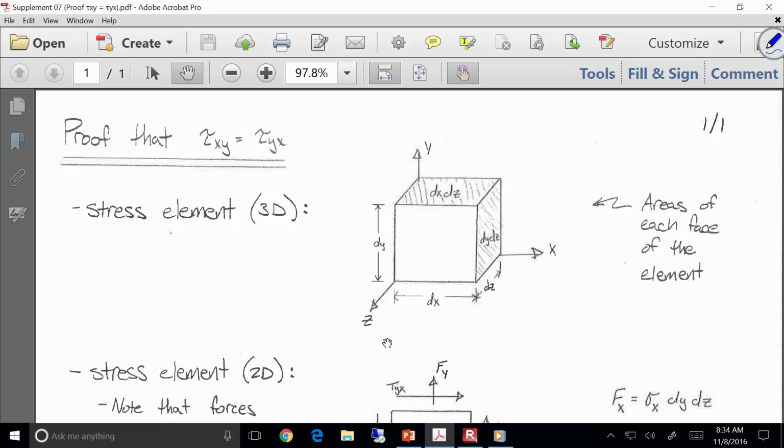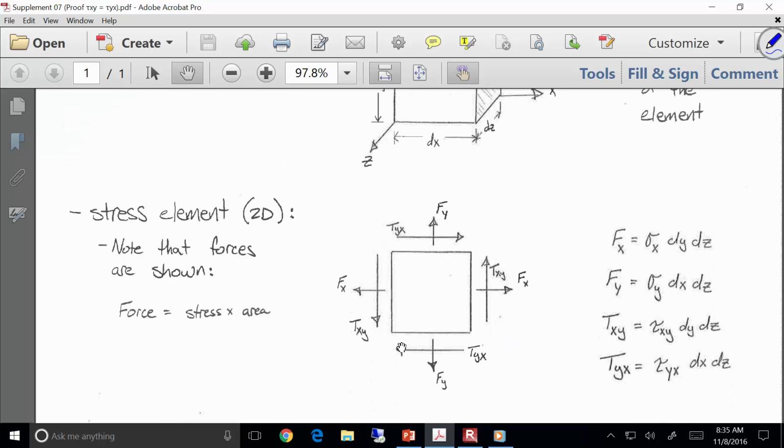So here's a stress element that's dx wide, dy tall, and then dz thick. Sound good? So if I look at the area of this space, I propose it's dx times dz, the area of that face right there. This space is dy dz. Sound good? All right, so those are the areas. So bear with me on that.